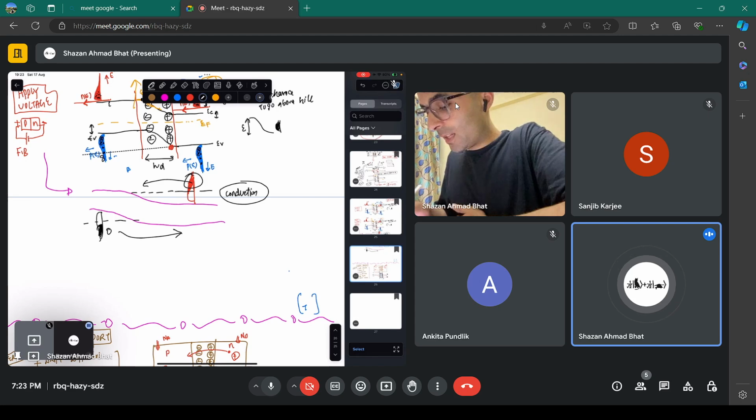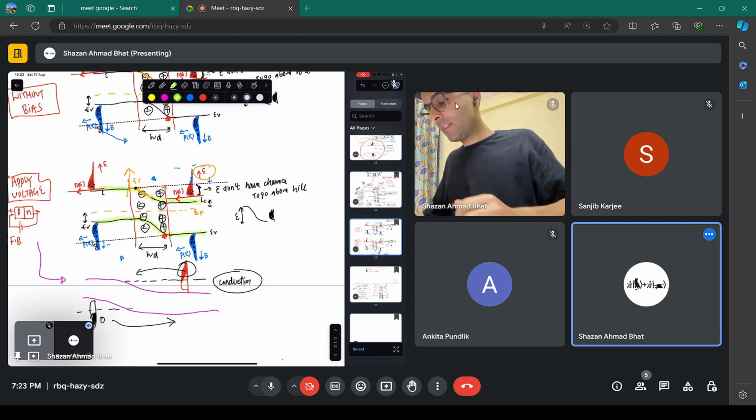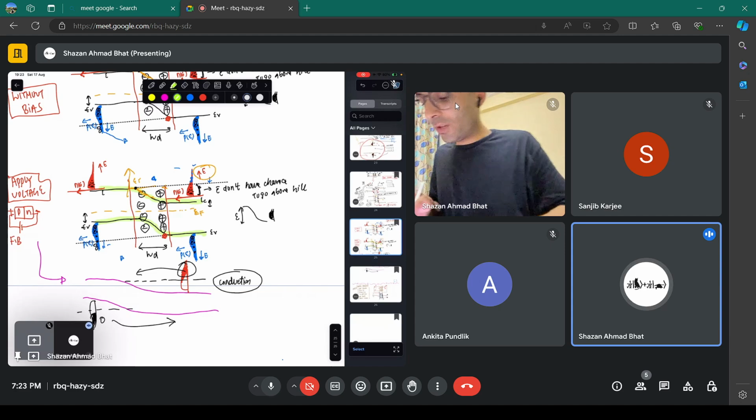You are just modulating this barrier. You are just modulating this particular barrier here. That's it. You're not doing anything else. That's what the voltage is doing. Voltage is either bringing this barrier up or bringing it down. That's it. Bringing it up or bringing it down.